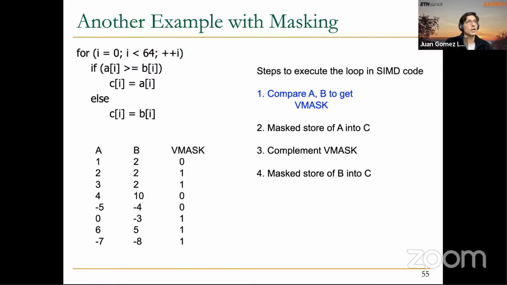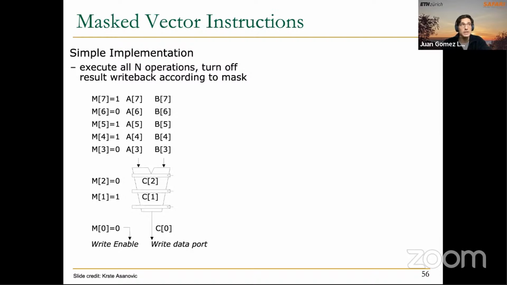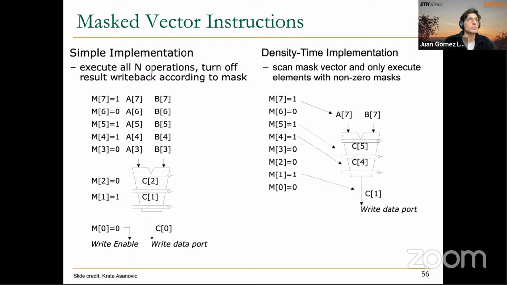And now, how are these mask vector instructions executed? The simplest thing is what is called here the simple implementation. It simply computes as if all lanes were active, and only at the very end, when it comes to writing to the output register, in this case register 0, it will disable the write enable signal, right? And this way we don't write to the corresponding register, and that's all. That's how the predicated execution is implemented.